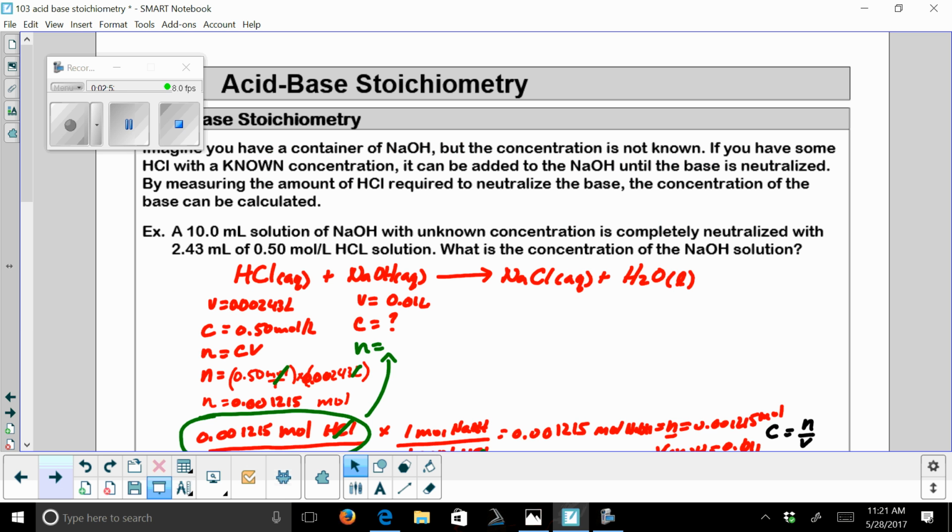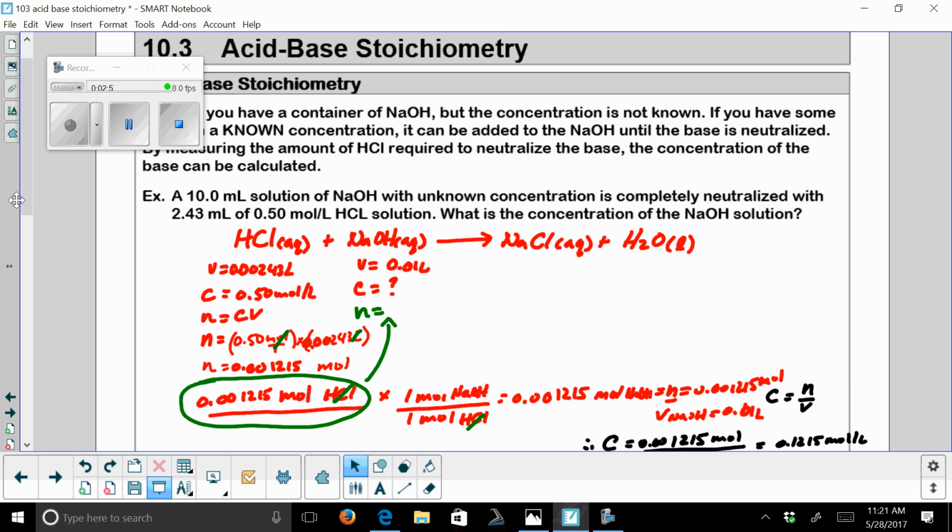So now let's look at an actual example. This is the one you have in your workbook. We have 10 milliliters of sodium hydroxide solution with an unknown concentration, very similar to the situation we had here. It's completely neutralized with 2.43 mils of 0.5 moles per liter hydrochloric acid. And we want to know, what was the original concentration of the sodium hydroxide? So like before, we write down a balanced chemical equation and all of the givens. We have our 2.43 mils of hydrochloric acid. Remember, we convert it to liters. There's my concentration, 0.5 moles per liter.